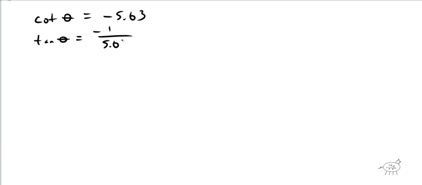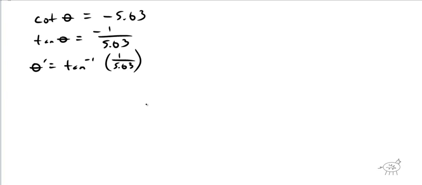All right, let's do another one here. Let's do cotangent of theta is equal to negative 5.63. All right, so remember, you're going to rewrite this as tangent of theta equals negative 1 over 5.63. And then we're going to find the reference angle. So theta prime is equal to the inverse tangent of positive 1 over 5.63. Always use positive values.